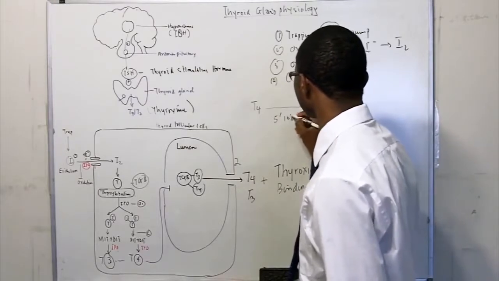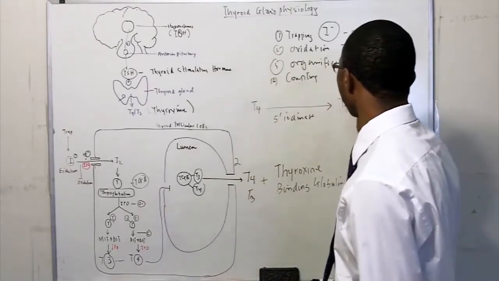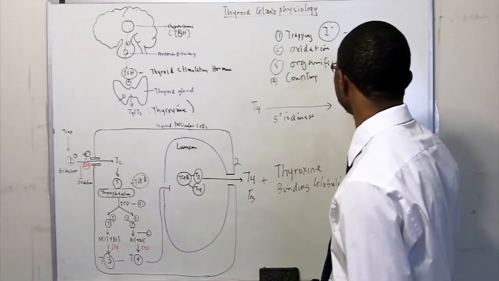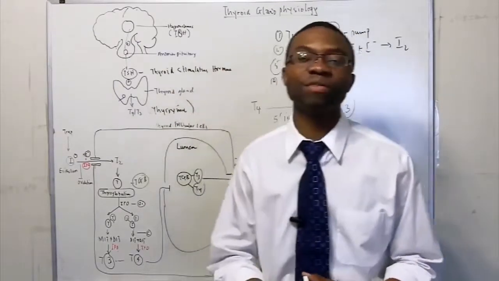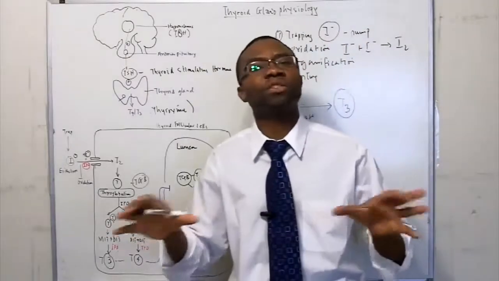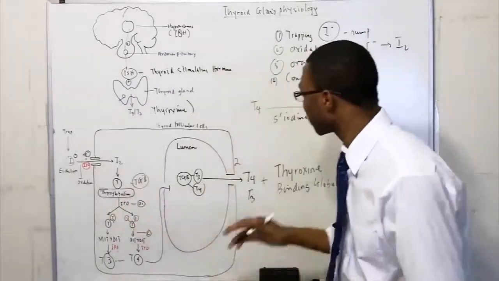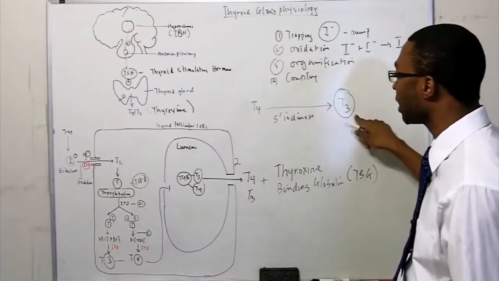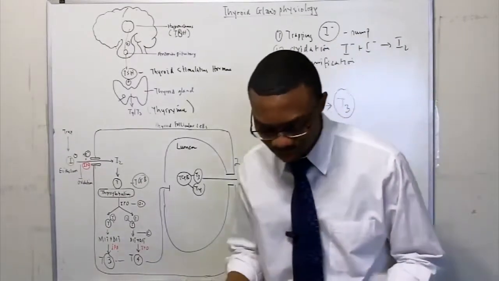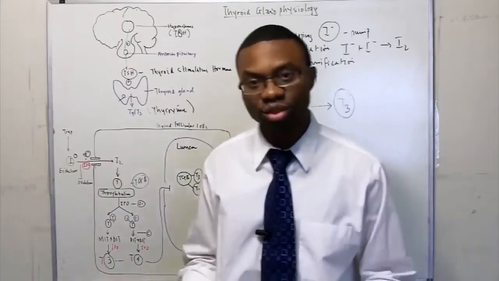iodinase. And make the active form of T4, which is T3. T3 is more active than T4. We haven't even talked about the function of thyroid hormones yet. But this is what's going to happen. T4 is going to convert into T3, and then the T3 can go into the tissues and kind of do what it has to do.